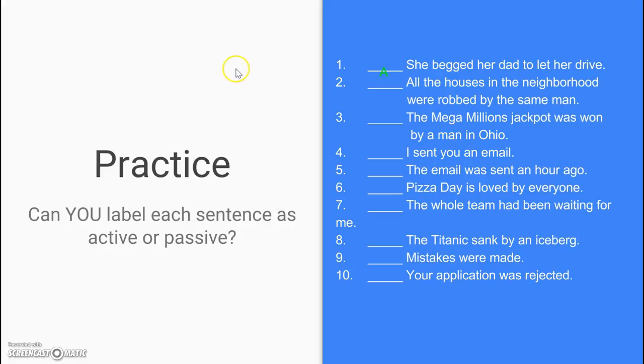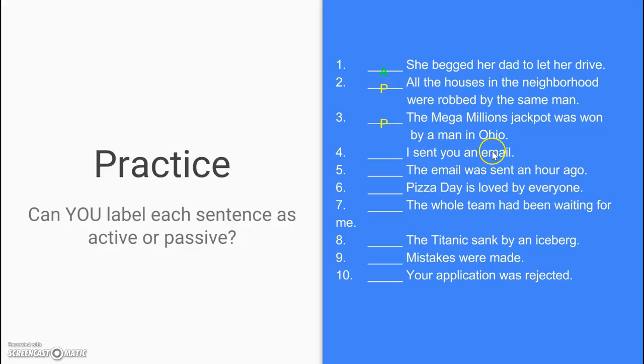Number 2, all the houses in the neighborhood were robbed by the same man. The houses were robbed by a person. This could be rearranged, so we're going to call it passive. Number 3, the Mega Millions jackpot was won by a man in Ohio. A man in Ohio is doing the winning. This is passive.